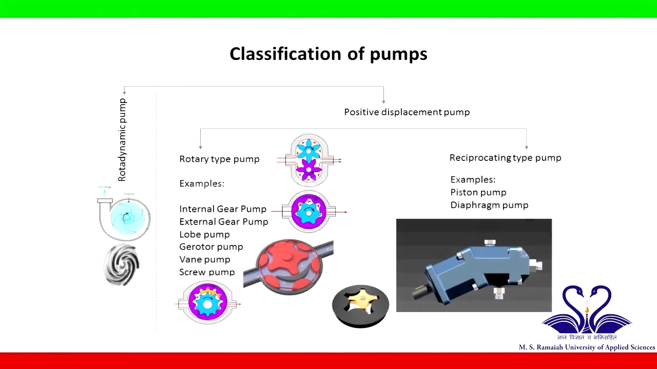Pumps may be classified as rotodynamic pumps and positive displacement pumps. Centrifugal pump is an example for rotodynamic pumps. Positive displacement pumps can be further classified as rotary pumps and reciprocating pumps. In the current experiment, only the positive displacement pumps are discussed.